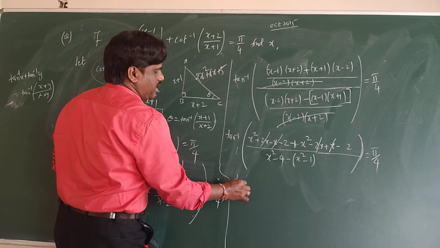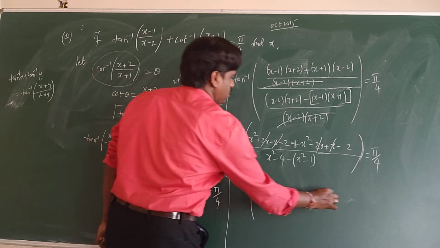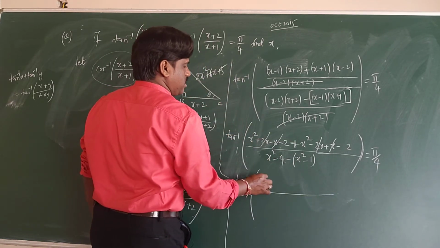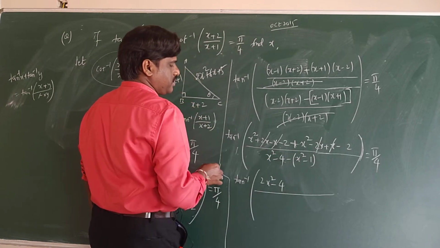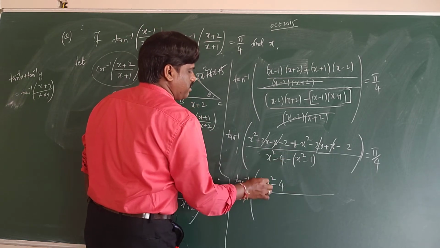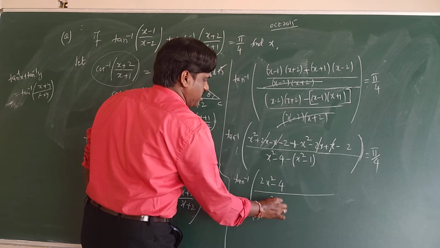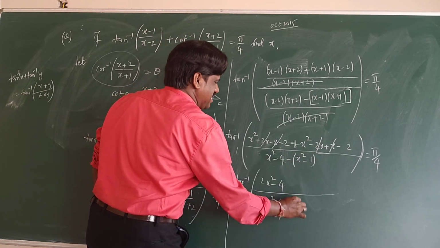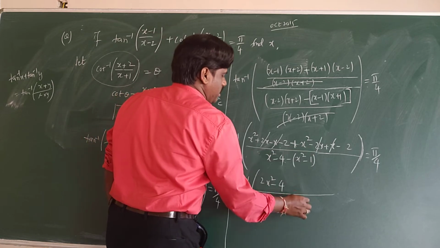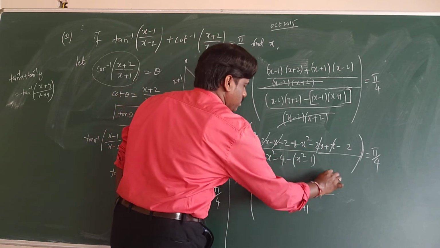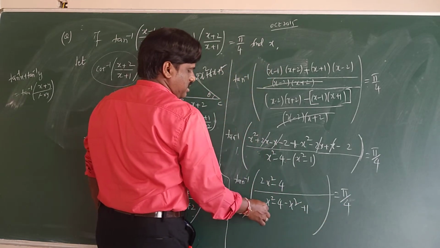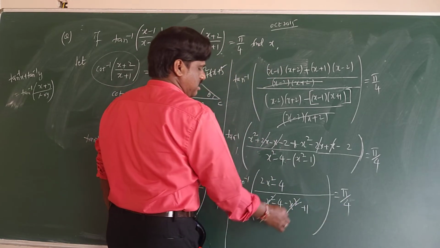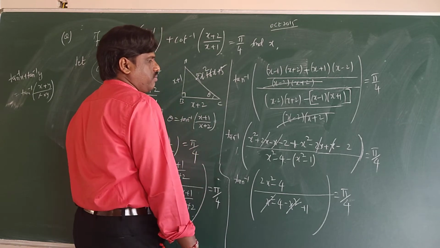So tan inverse, what am I getting? Tan inverse, I am getting here x square plus x square, that is 2x square, minus 2, that is minus 4, divided by, here I am getting how much? x square minus 4 minus x square. Here I am going to get minus into minus plus 1. So this is equal to pi by 4. You can see that plus x square minus x square cancel out. Now what did I get here?